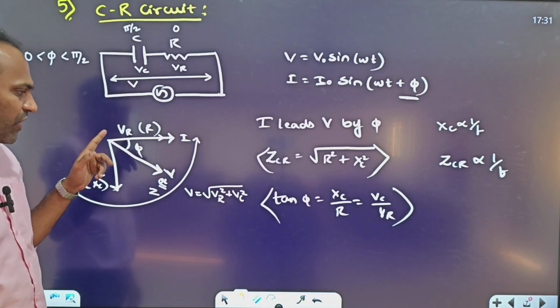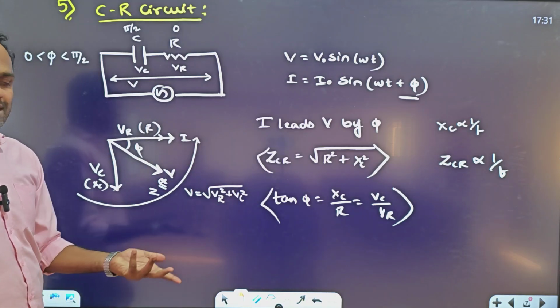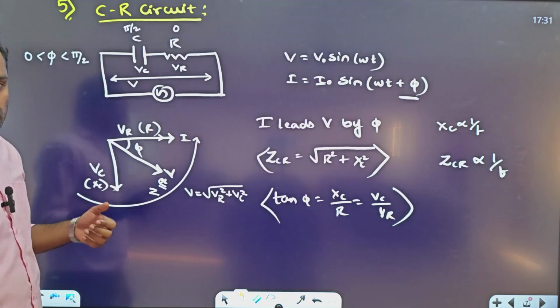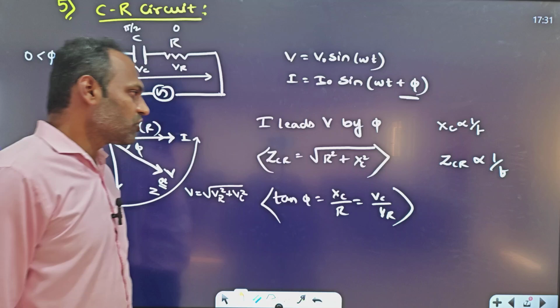Here phase difference, to find phase difference you can apply tan, it will be XC by R or VC by R. Right? So that's all about CR circuit.